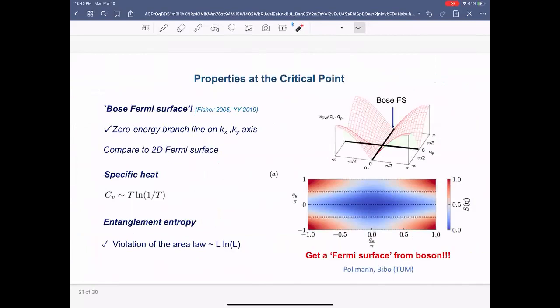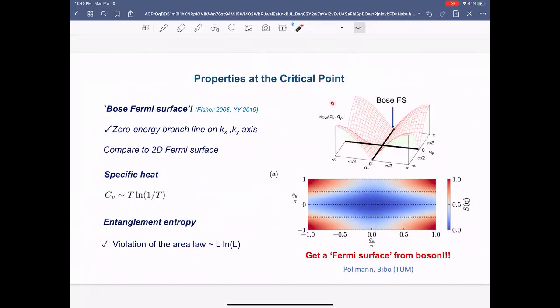Thank you. So the critical point has a critical correlation function between the dipoles. And also, if we look into the static structure factor at a quantum critical region, we will find that the low-energy part of the spectrum forms something like a bow-type Fermi surface with zero-energy modes extended along the kx and ky axes.